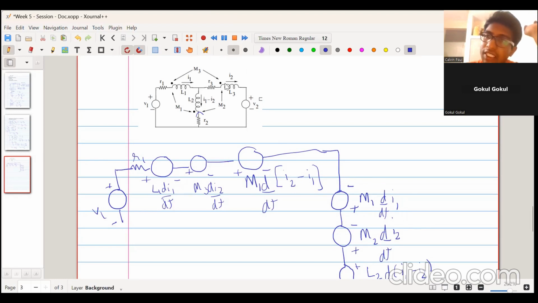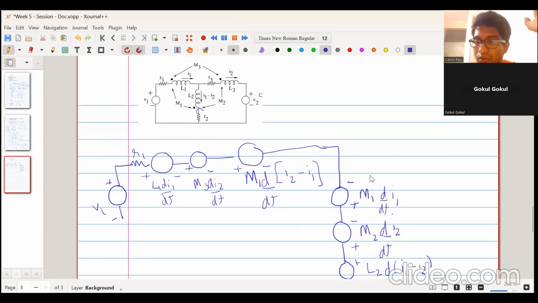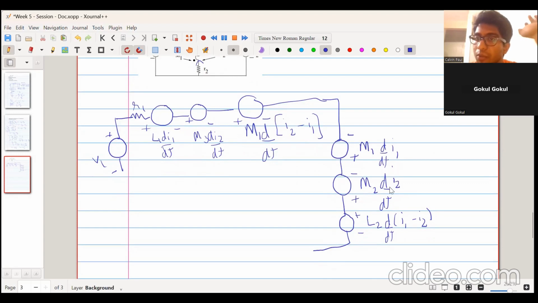Similarly, there's another mutual inductance M2. Because the dot is at the bottom, the bottom will have plus, this will have minus. This will be M2 into d/dt into the current which is flowing into this coil. The current which is flowing into it is I2. So we directly put dI2/dt.